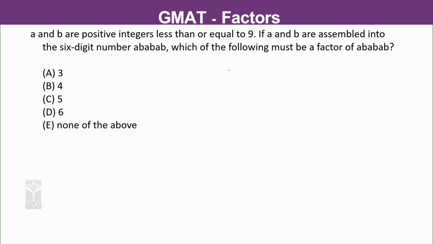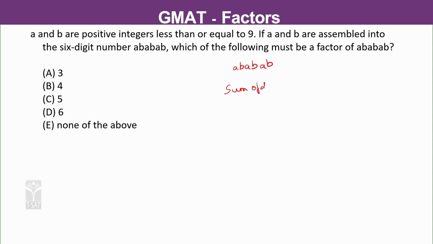Okay. So, for the number to be a factor, we have some factor rules. For 3, when the sum of the digits are divisible by 3, then the number is definitely divisible by 3.